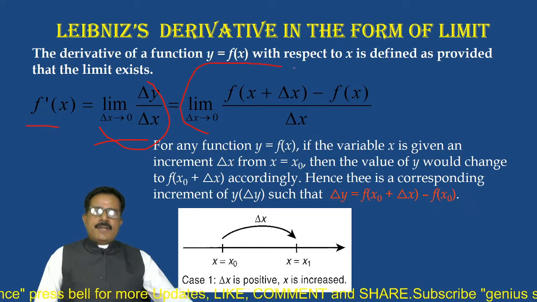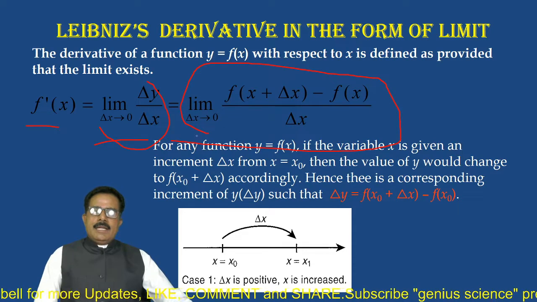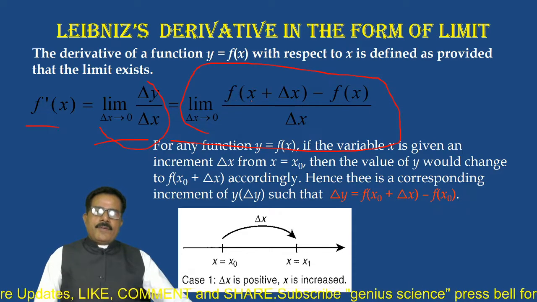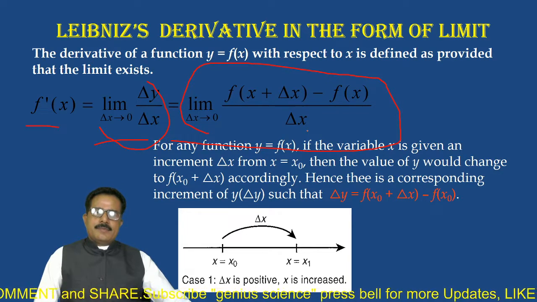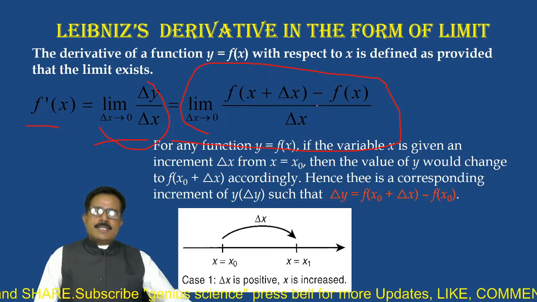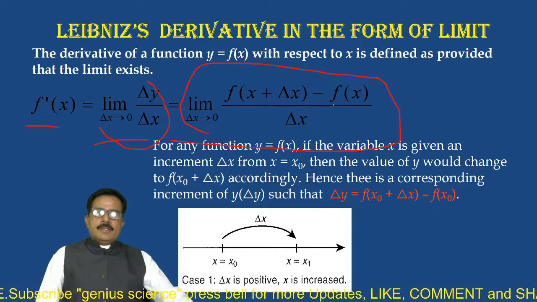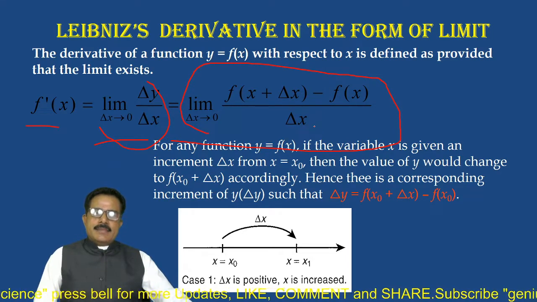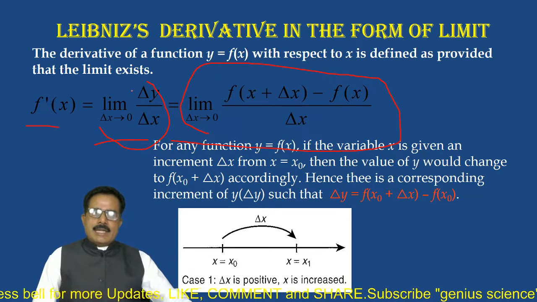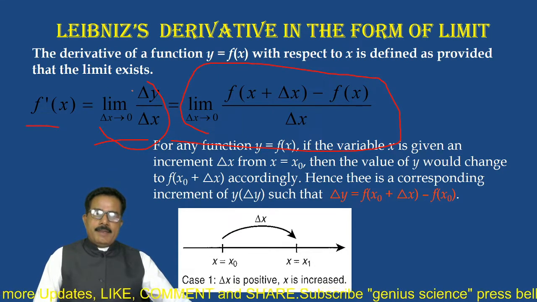There is another definition which we have seen: limit delta x tends to 0, f of x plus delta x minus f of x, divided by delta x. If this limit exists, then we can say that the derivative of the function exists. Here in this case, delta x is the increment in x, delta y is the corresponding increment in y.